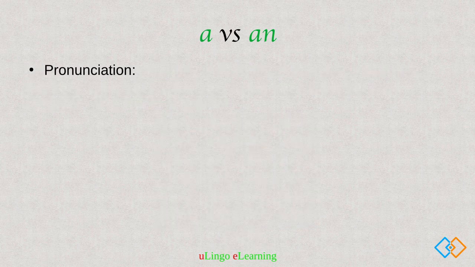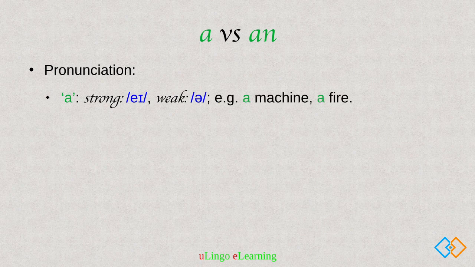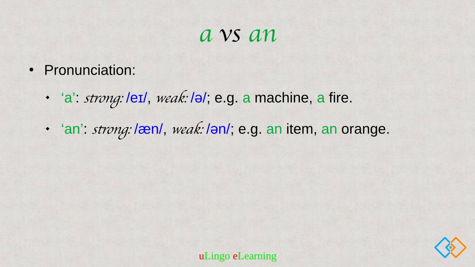Let's now have a look at the pronunciation of a and an. Perhaps from the beginning of the lesson, you may wonder why I pronounce a and an quite unusually, because normally you hear people say a and an. In fact, a and an have 2 forms. They are called strong form and weak form. The strong form of a is a, of course, and its weak form is a. For example, a machine, a fire. The strong form of an is an, and its weak form is an. For example, an item, an orange. I hope this makes clear to you why I say a, an, instead of a, an.